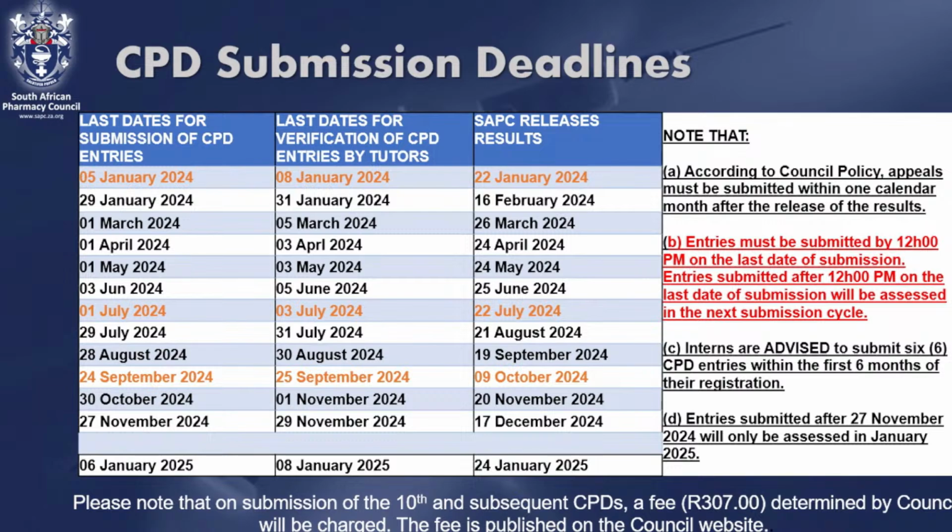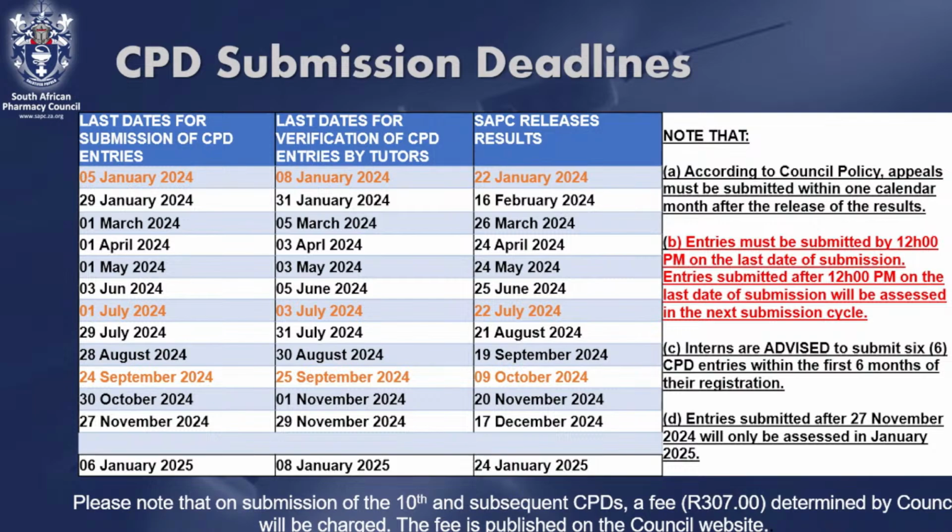And again, another danger zone, entries must be submitted by 12 p.m. on the last date of submission. Entries submitted after that time on the last date will be assessed in the next cycle. And I think that makes all sense. Also to avoid system glitches and no one being in the office, you might want to submit it when the office of the registrar is open for any further assistance that you may require.